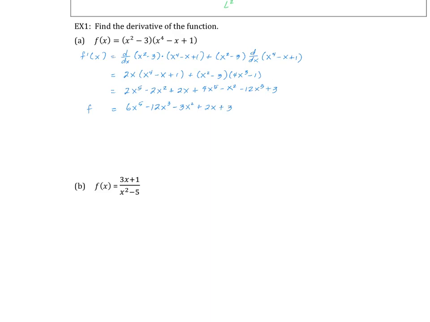So it's still pretty long. That's a personal preference, multiplying everything out in the beginning or using the product rule to find the derivative.